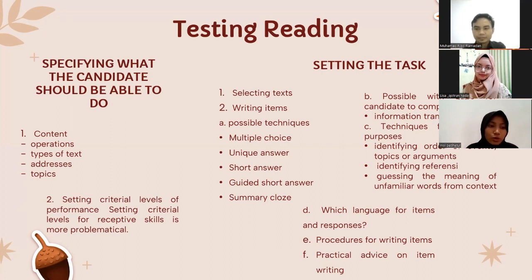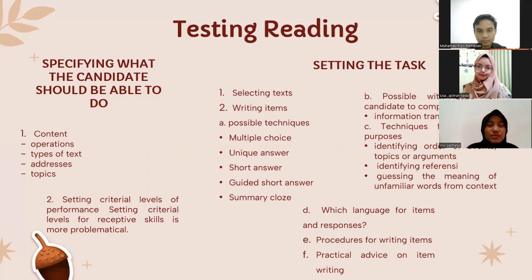And from operations, there are two types, macro skills and the next one is micro skills. Macro skills, there are some points also. The first one is scanning text to locate specific information, and then skimming text to obtain the gist, and then identifying stages of an argument. And the last one is identifying examples presented in support of an argument.